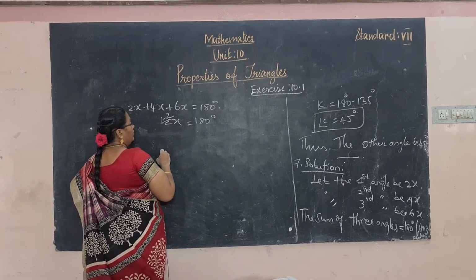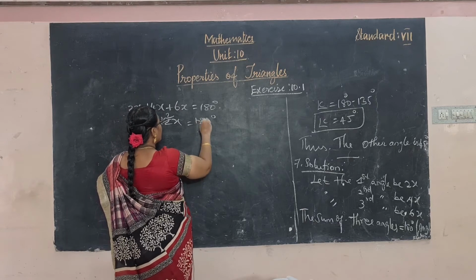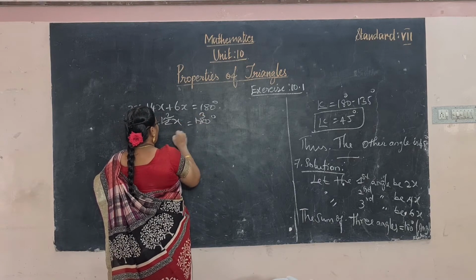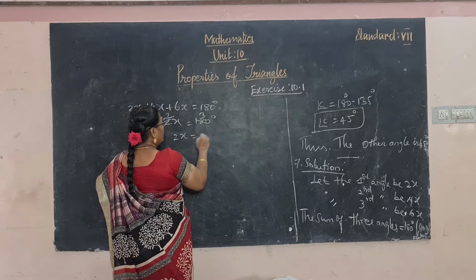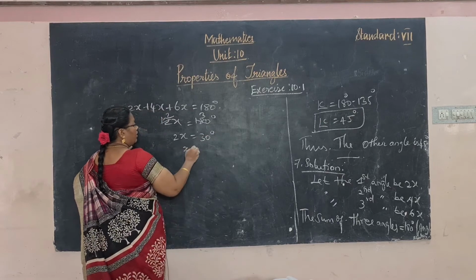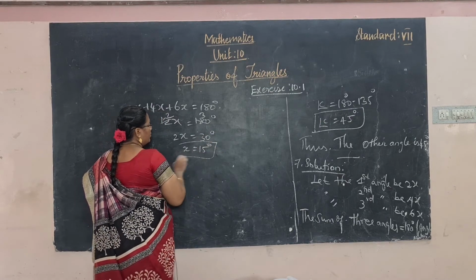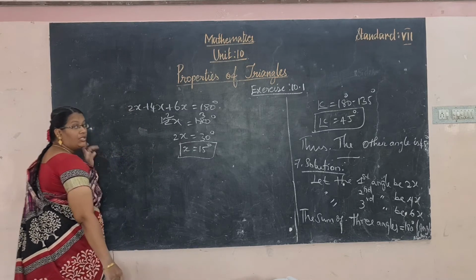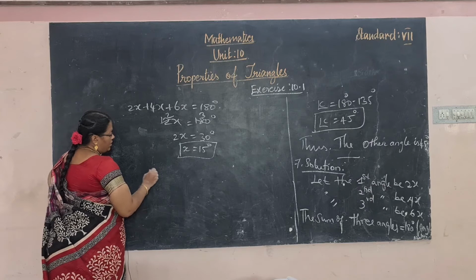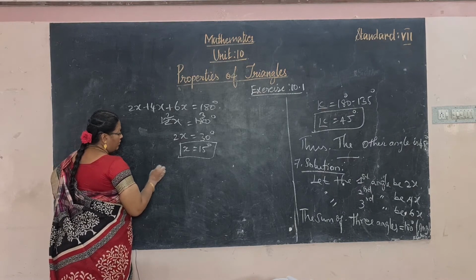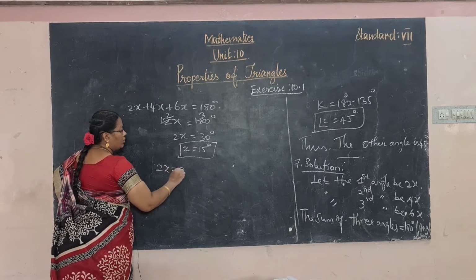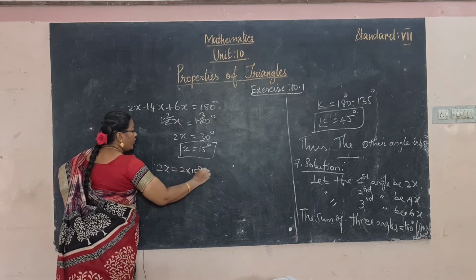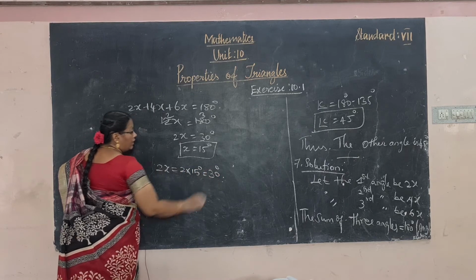6 2s are 12, 6 3s are 18, so 2x equal to 30 degree. Next x equal to 15 degree. Now we have to find out each of the angles. So 2x, the first angle, equal to 2 into 15, 30 degree.